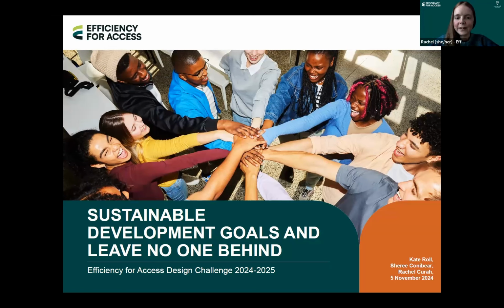Today we're going to be exploring two big, important and interrelated topics of the Sustainable Development Goals, otherwise known as the SDGs, and Leave No One Behind.